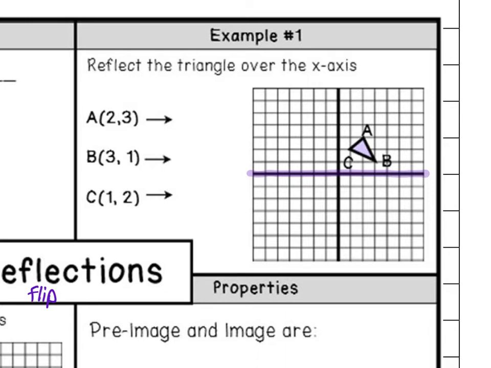It's the same distance away from that mirror. So that means A is going to be the same distance away from my mirror, which is my line of reflection, which in this case is my x-axis. So it's going to be the same distance away. So it's 1, 2, 3 units away from my mirror. So on the other side, it should be 3 units away. Does that make sense? Oh, sorry. There was a question on it, sorry about that.